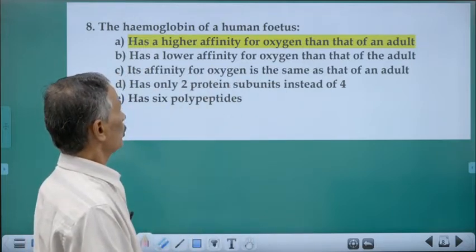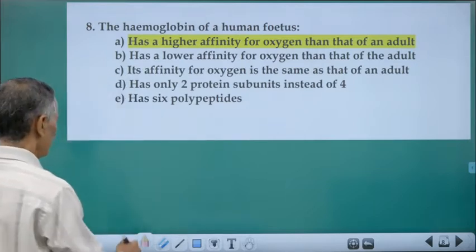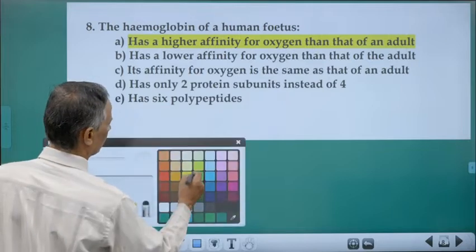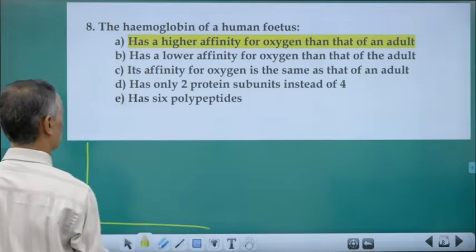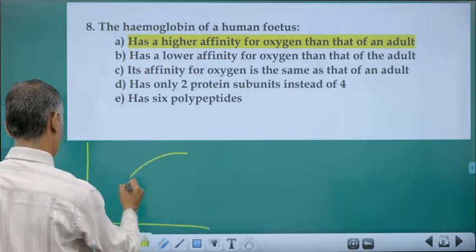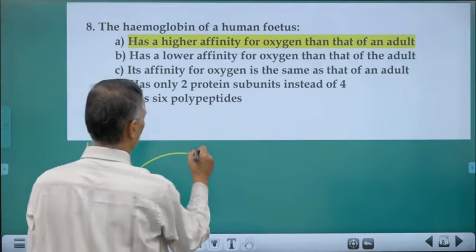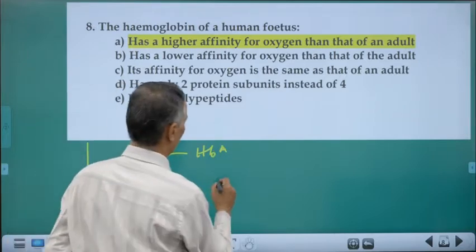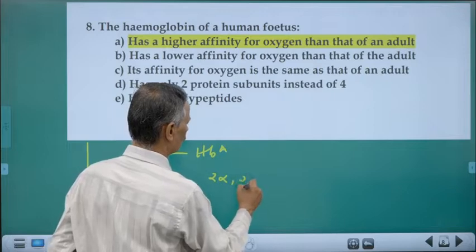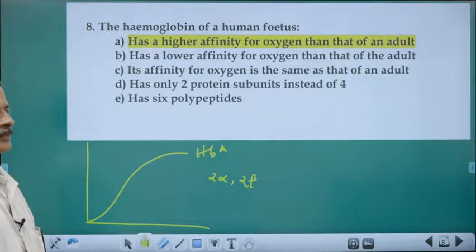Hemoglobin of human fetus. There is a small difference in the nature of hemoglobin. What is that difference? Now I am telling you. We know the oxygen dissociation curve for hemoglobin of adult, HbA. What is the peculiarity of HbA? We have 2 alpha chains and 2 beta chains.